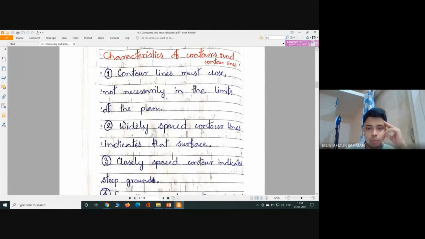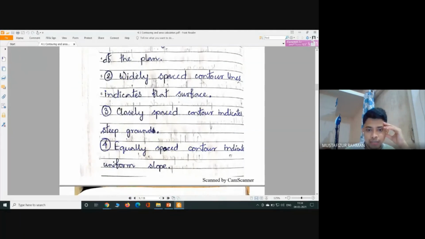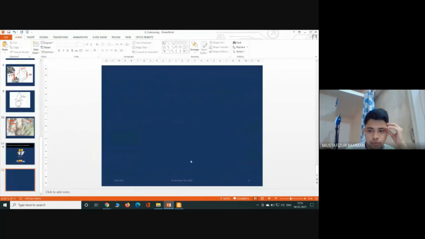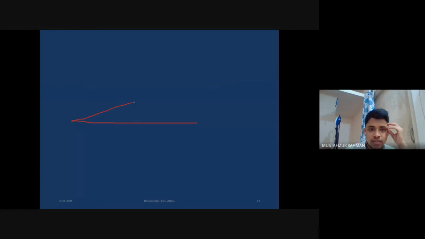Widely spaced contour lines we already discussed. Closely spaced contour lines we discussed. Equally spaced, then we have a uniform slope. What is uniform slope? The slope is the same, it is changing at the same rate. Somewhere it may be like this, it may be like this. So if the distances are exactly the same, then we will know we have a uniform slope.